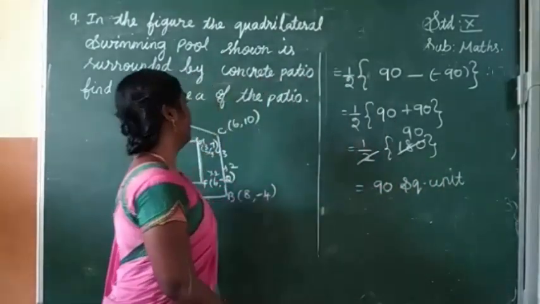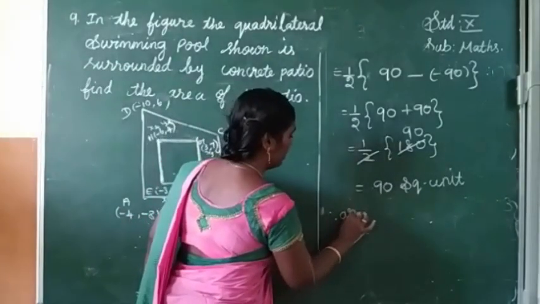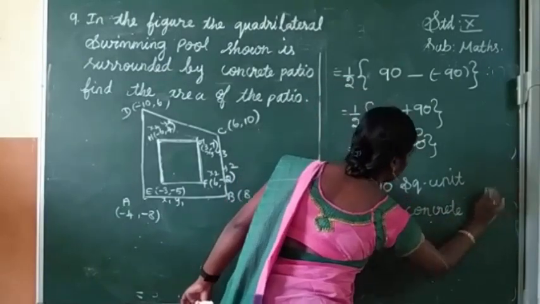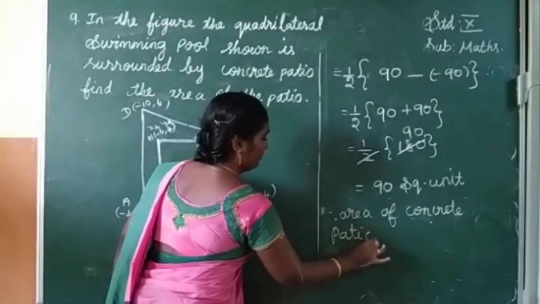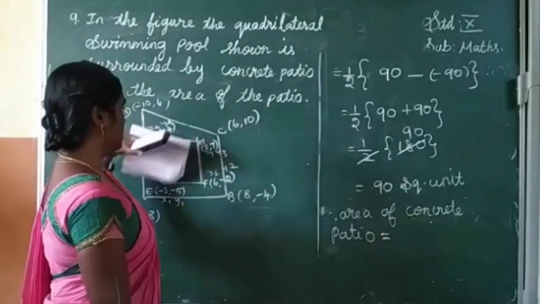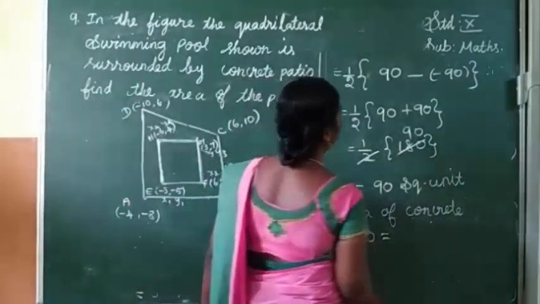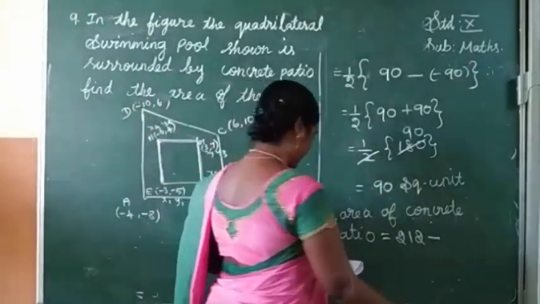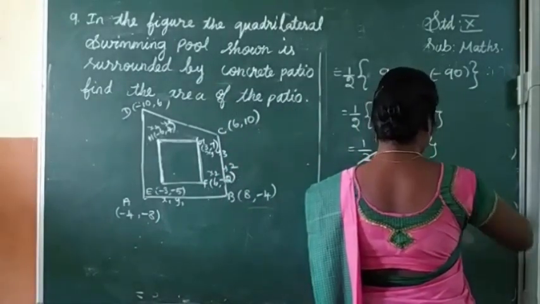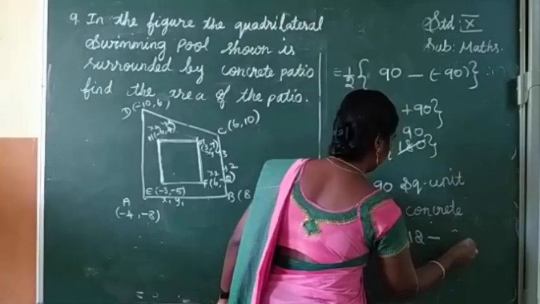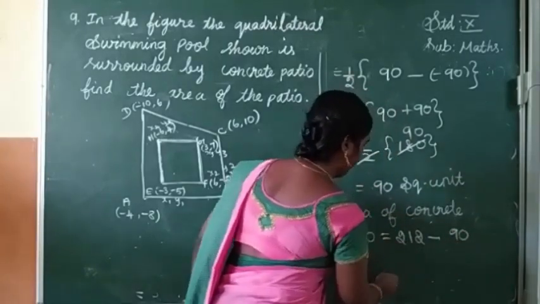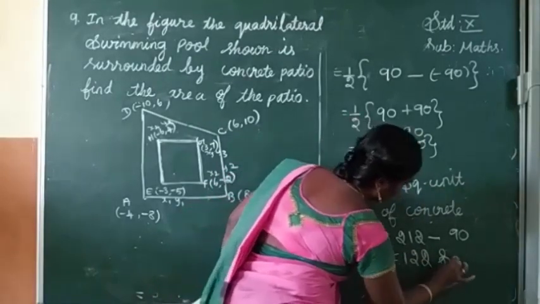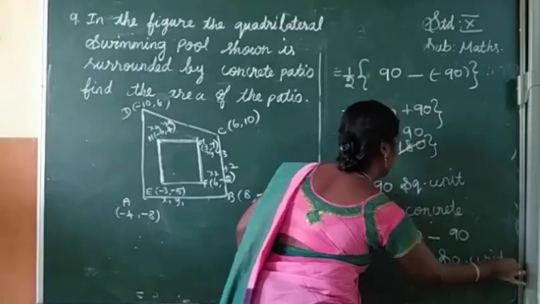Now they told you to find the concrete patio. Therefore, area of concrete patio is equal to area of the floor, the value we got, 212, minus area of the swimming pool, which is 90. If you subtract these two numbers, you will get 122 square units.